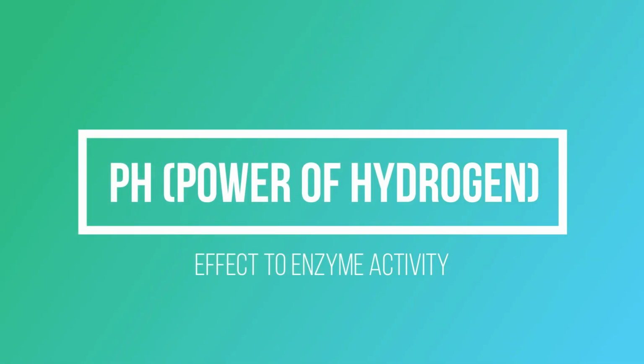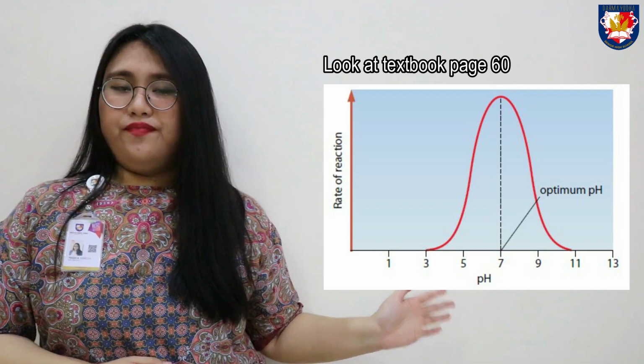But it will be dangerous for humans to maintain their body temperature at 40 degrees Celsius because even a slight increase will denature the enzymes. Or in other words, we will die if that happens. Now, let's take a look at the effect of pH on enzyme activity. Let's take a look at this picture.